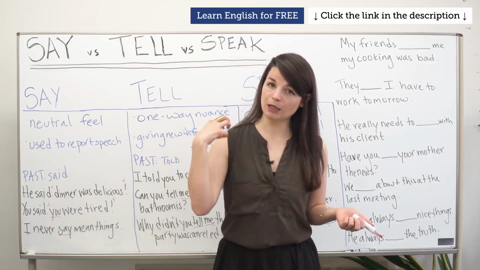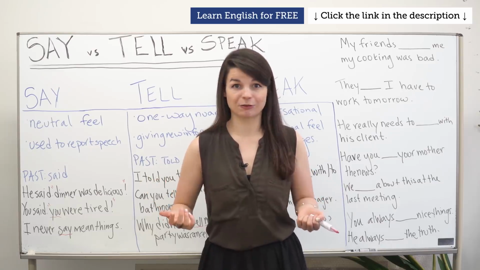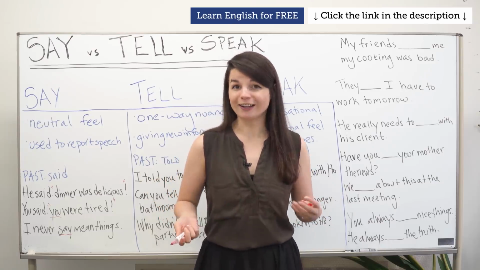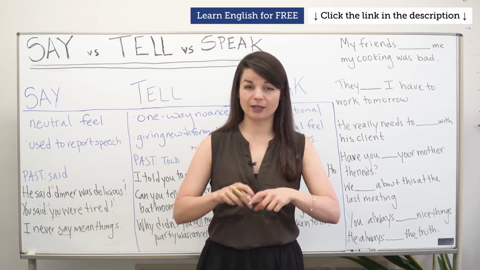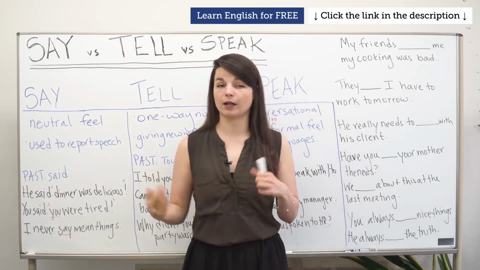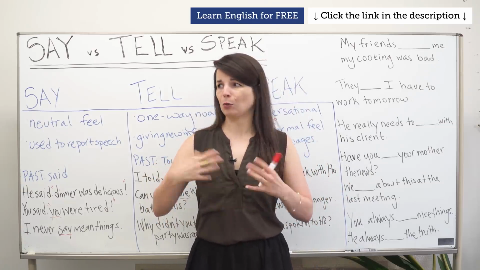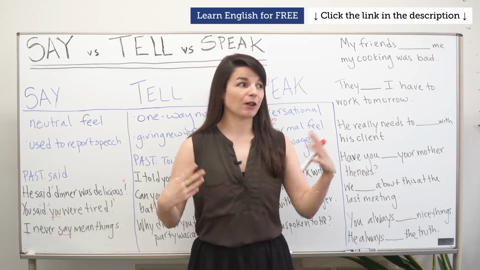Why didn't you tell me? Blah, blah, blah. We can use this pattern if you miss information, or if someone forgot to give you information that you needed. You can say, why didn't you tell me? To make a different sentence, you could say, why didn't you tell her? Or why didn't you tell them? Why didn't you tell our boss?